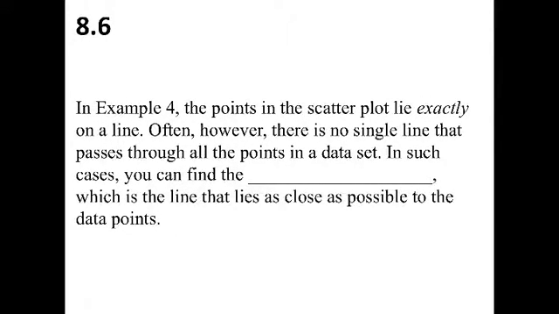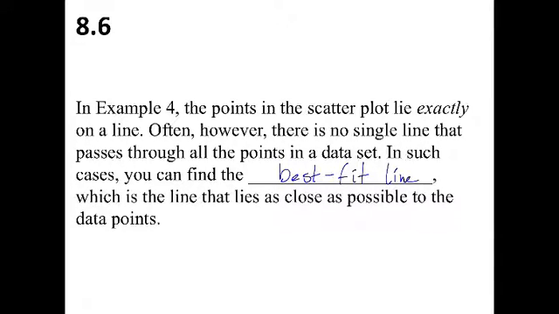So in an example, the points that we put on there lie exactly on one single line. Often, however, there's no single line that passes through all the points perfectly in a data set. So in such cases, we find something called the best fit line. Sometimes you'll hear it referred to as best fitting line or line of best fit. All of them kind of mean the same thing.